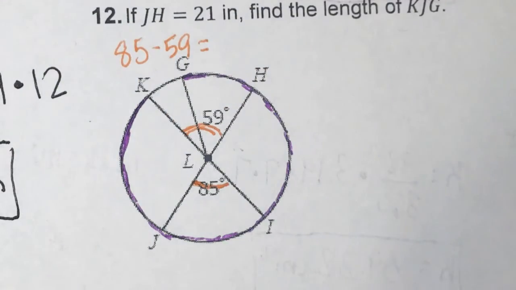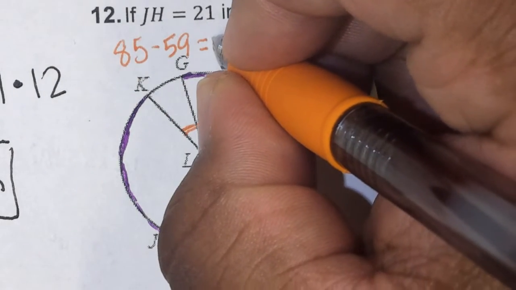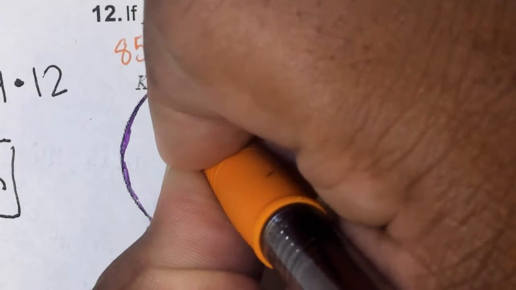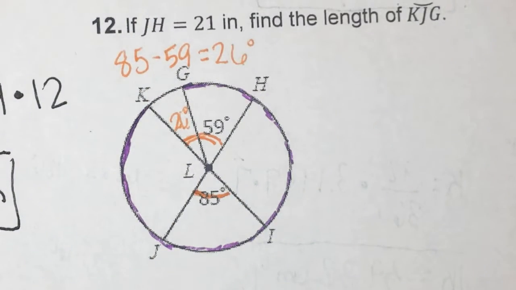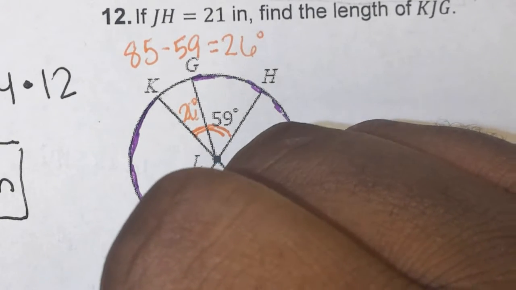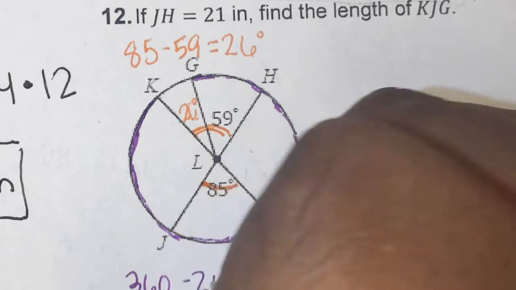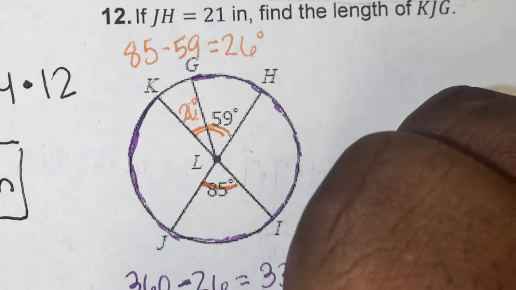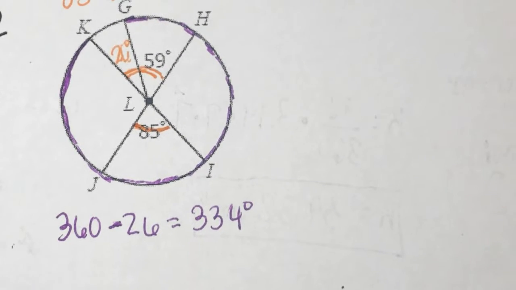What I did was instead, I didn't do the whole thing. It ain't wrong, it's just long. This is just simple. So that's 26 degrees right there, but that's not what we need. We need everything but the 26 degrees. So what are we going to do? 360 minus 26. 334. That's the degrees we need right there.